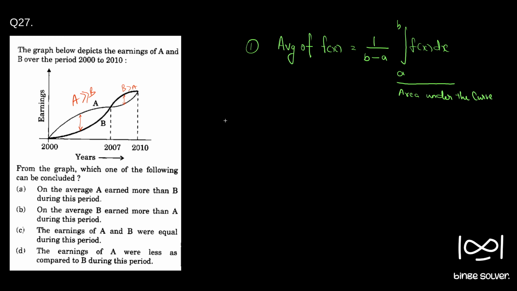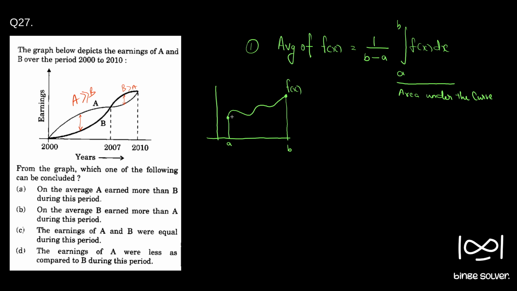If we use both these concepts, we can more conclusively say that on the average A earned more than B. So this is applicable in cases like this. We have a function something like this, with a and b marked here. In this period, from a to b, this is f of x. In this period a to b, we need to find the average value of f of x.